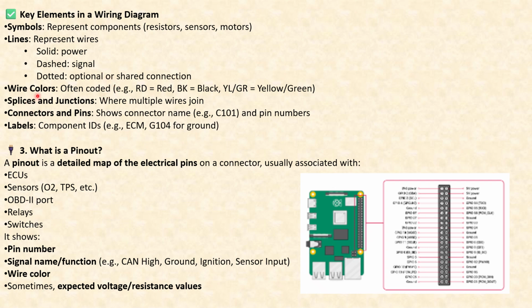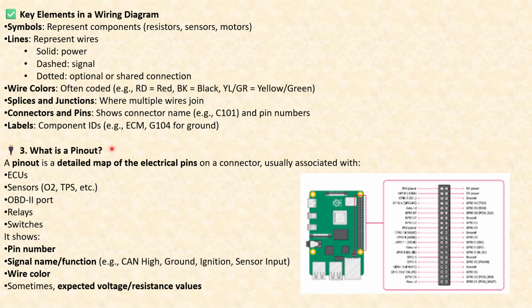Now, even within the wiring diagram, wire colors are coded, like red, black, yellow. They have their own separate meanings. Splices and junctions are where multiple wires join. Connectors and pins show the connector name and pin numbers. Labels are component IDs, for example ECM G104 for ground.